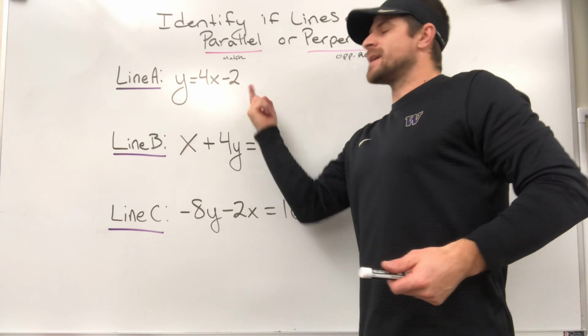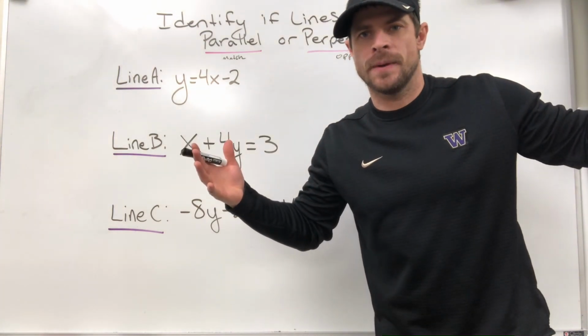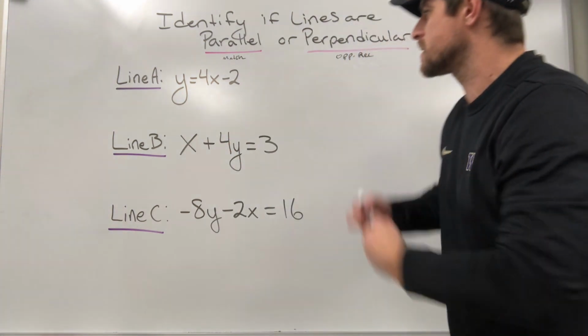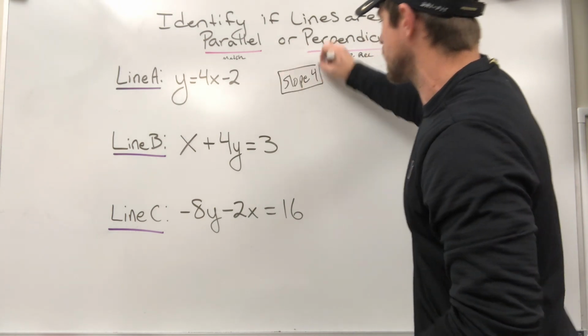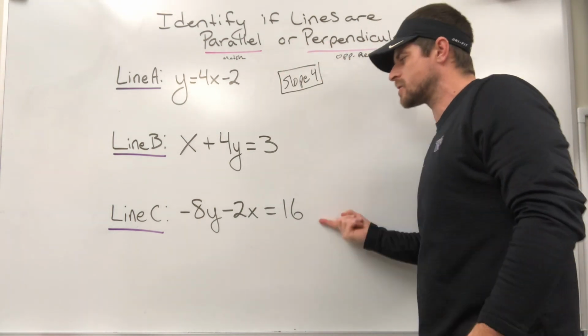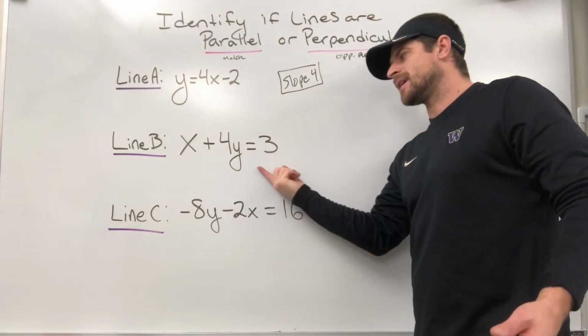y equals 4x minus 2. Yes, it's in slope-intercept form. They gave me the slope. This makes my life easy. I can just say slope is 4. Put a box around it, save it for when we go to check these two. Now they get a little bit trickier.